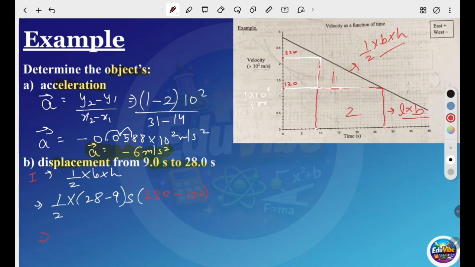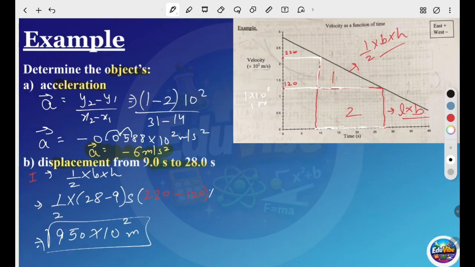And now we have to do multiplication for this. So for that we get 950 into 10 raised to power 2 meters, because this is into 10 raised to power 2. Then for the second, we have to find the area of rectangle, which is length into breadth. For the breadth, you know, like this from 9 to 28. So it's 28 minus 9 seconds. And the length is from 0 to 120. So it's 120 into 10 raised to power 2.